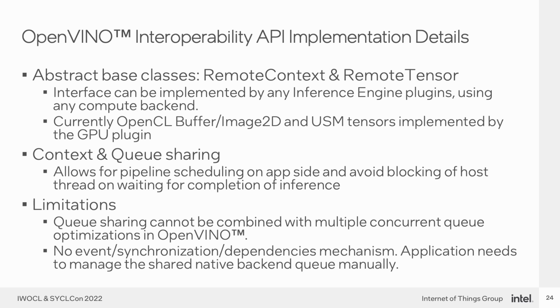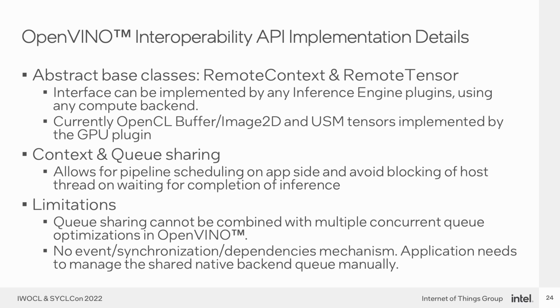The OpenVINO runtime can sometimes achieve higher inference throughput by scheduling work on multiple concurrent device queues. This is also called throughput mode. That optimization is not available when you compile a model with queue sharing, as we did today, because it could effectively only use a single queue.